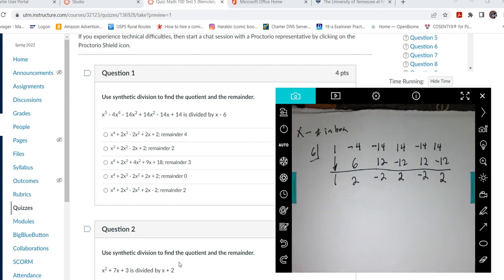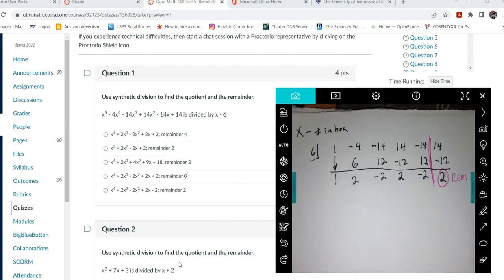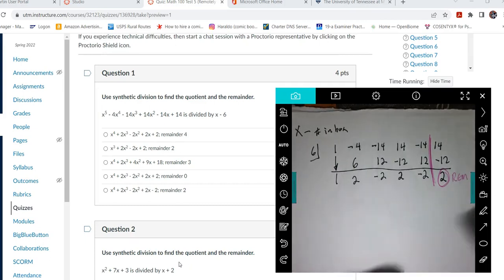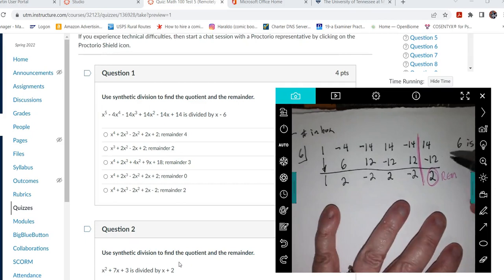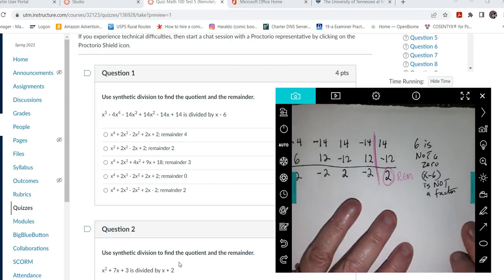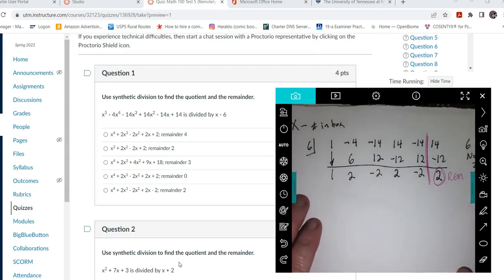Okay, now, what I have here is the remainder. Now, if the remainder is not 0, which this is not, then 6 is not a 0. And if it's not a 0, then x minus 6 is not a factor. Okay. And so there was another question on that that's always on the final that a lot of you got wrong. But let's go ahead with this one.